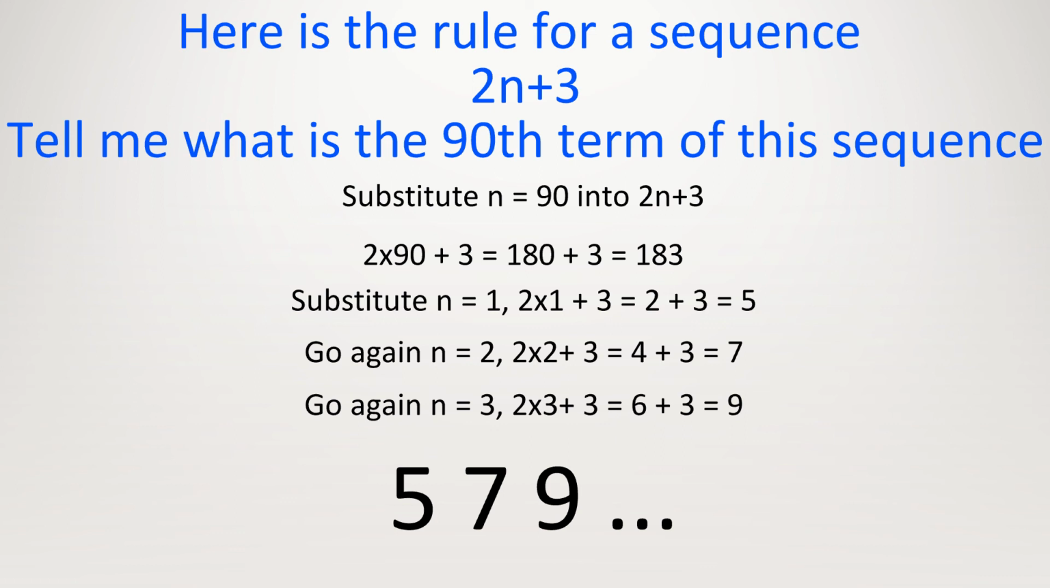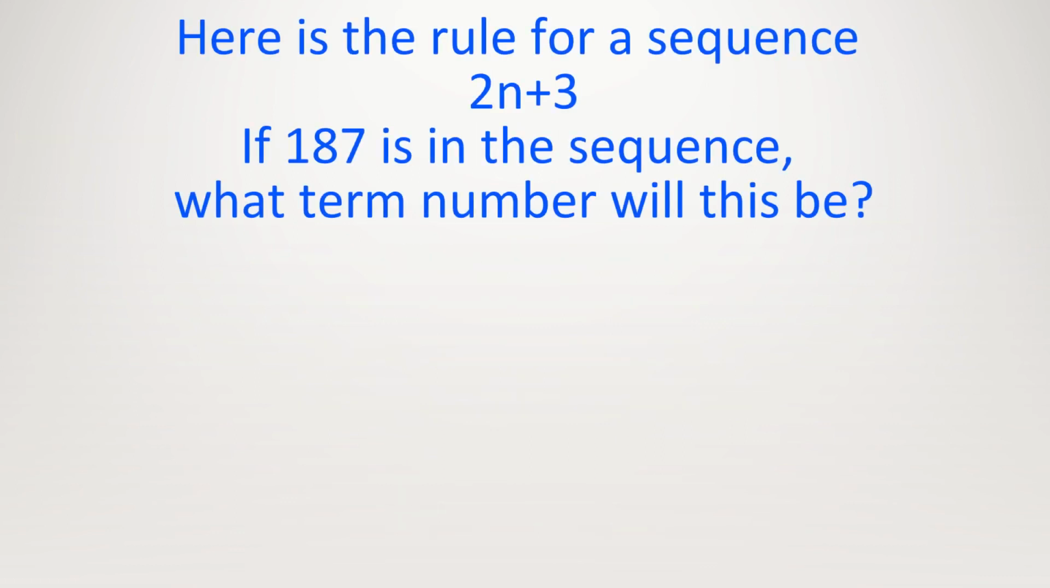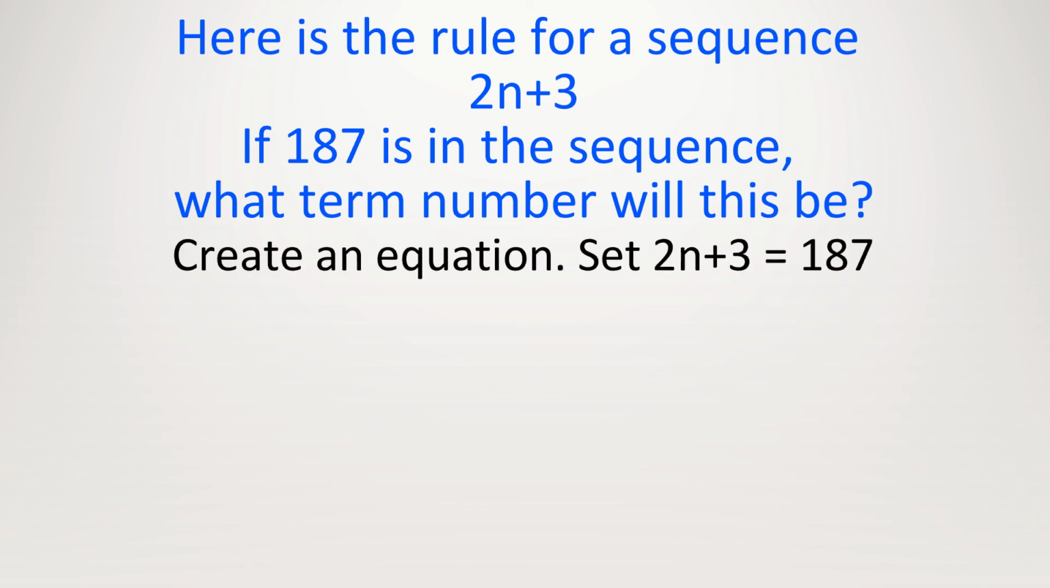Now, they could ask for this. If 187 is in the sequence, what term number will this be? We know the rule is 2n plus 3. We know 187 is in the sequence, so we create an equation. We set 2n plus 3 equal to 187, and now we can solve it.